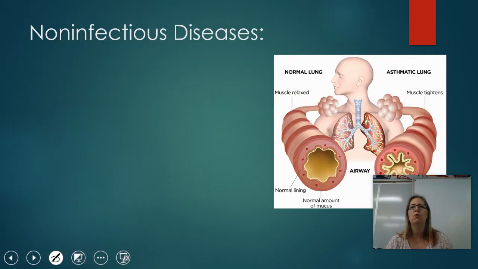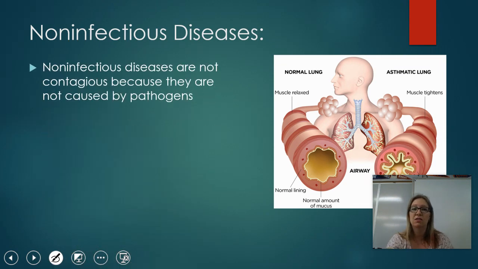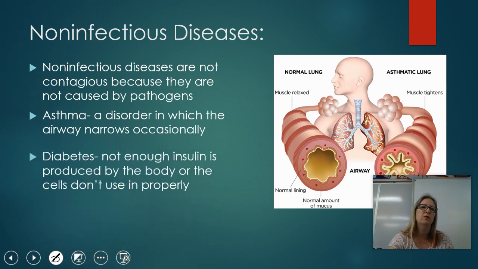Moving on, section 4 now. Non-infectious diseases. Those are diseases that are not contagious because they are not caused by pathogens. Asthma is a non-infectious disease, and this is a picture of asthma right there. You can see the airway kind of narrowed down. If you try to breathe through a straw for a few seconds, you can feel what it's like to breathe when somebody's having an asthma attack. Do not do it for very long because you are not getting the oxygen you need, okay?